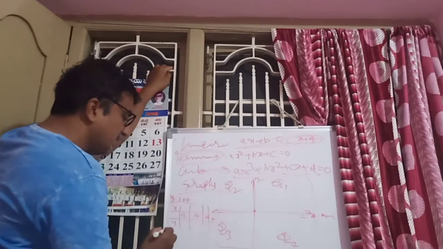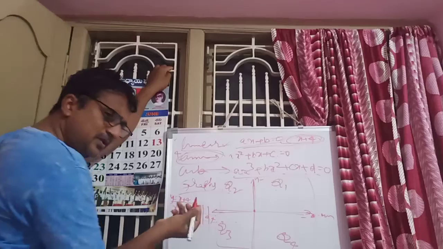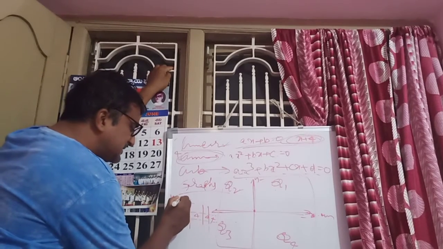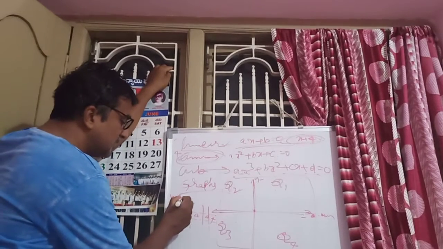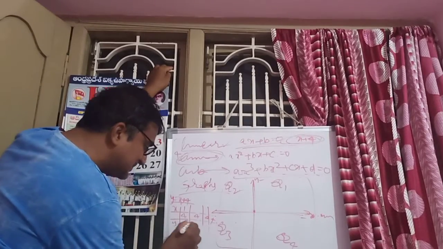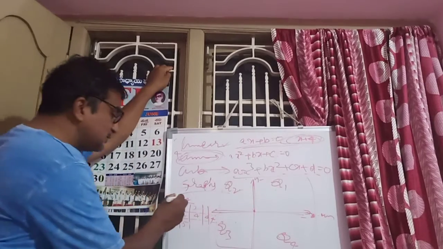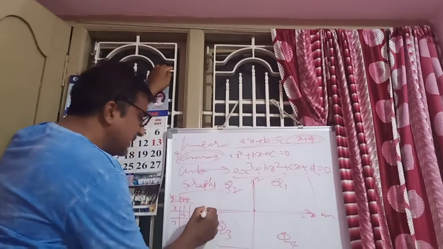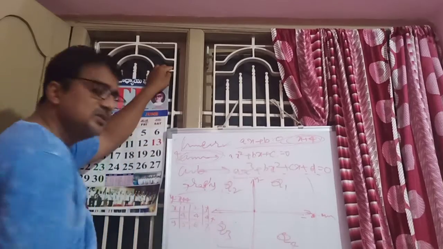In x plus 4, in place of x you can write 1. You can write any value. In place of x you can write 1. What is the value? 1 plus 4. 1 plus 4 means 5. Therefore y is equal to 5. In place of x you can now write 2. What is the value? 2 plus 4, 6. In place of x you can write 3, 3 plus 4 is equal to 7.